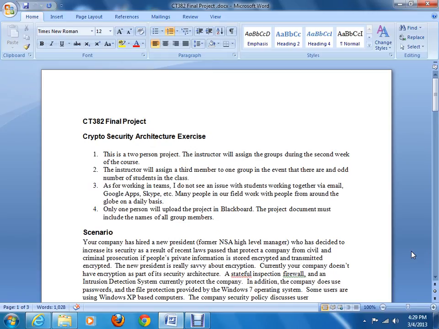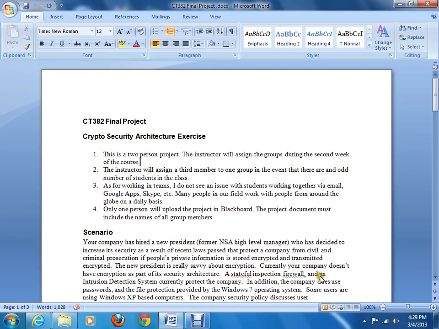I'm sure most of you will use more than one encryption solution, and that's just fine. What you want to tell me about each encryption solution is what kind of encryption it uses, how it fits into this scenario, what it will do for the network, and a general understanding, a brief explanation of how it works, okay, for each encryption solution.